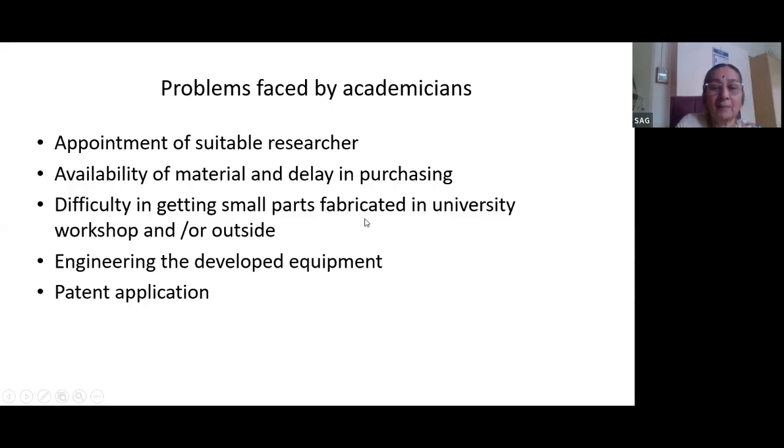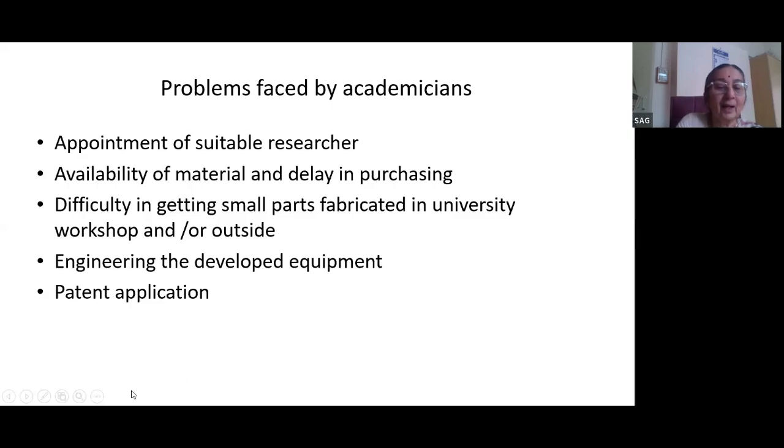There is difficulty in getting small parts fabricated in the university workshop or outside, and therefore there is a delay in machining. And we science people do not have an engineering mindset, so we get something done, and the person fabricates something else. A lot of time goes in that. So the engineering of the developed equipment is our limitation.